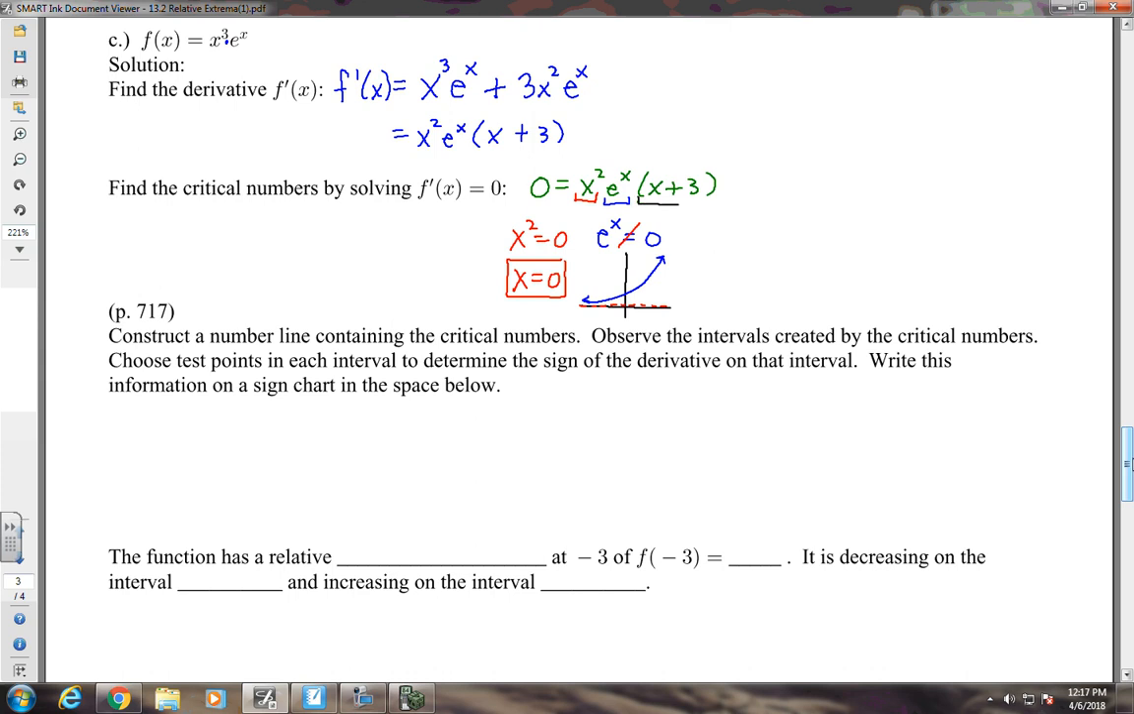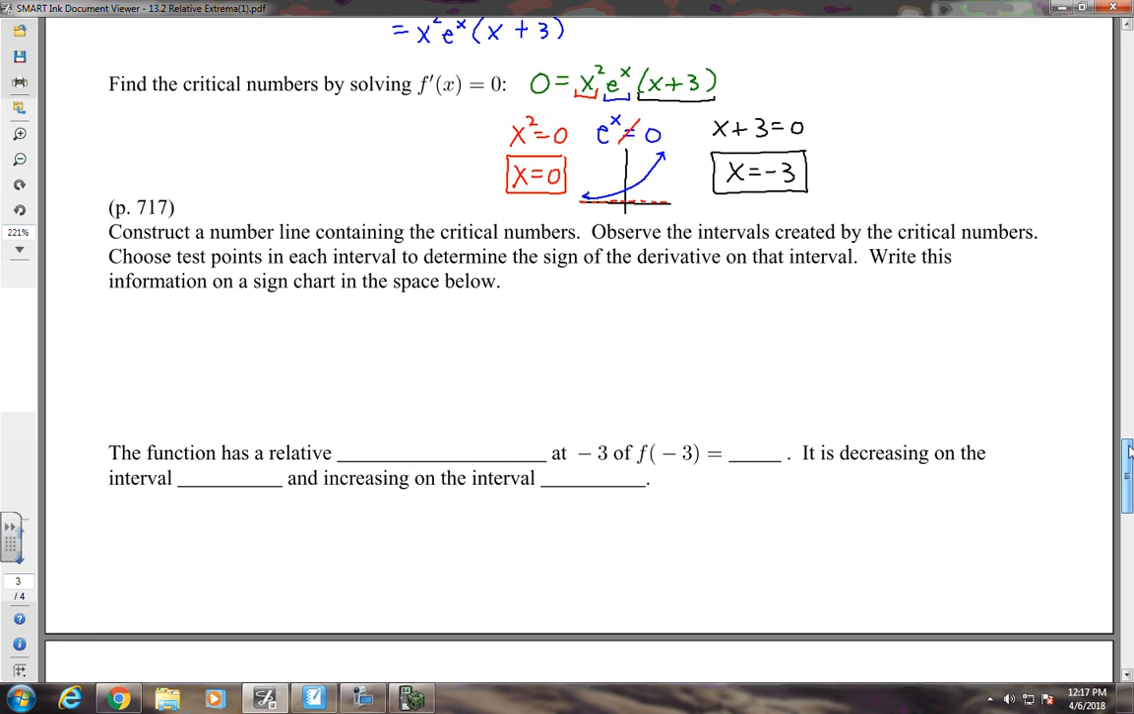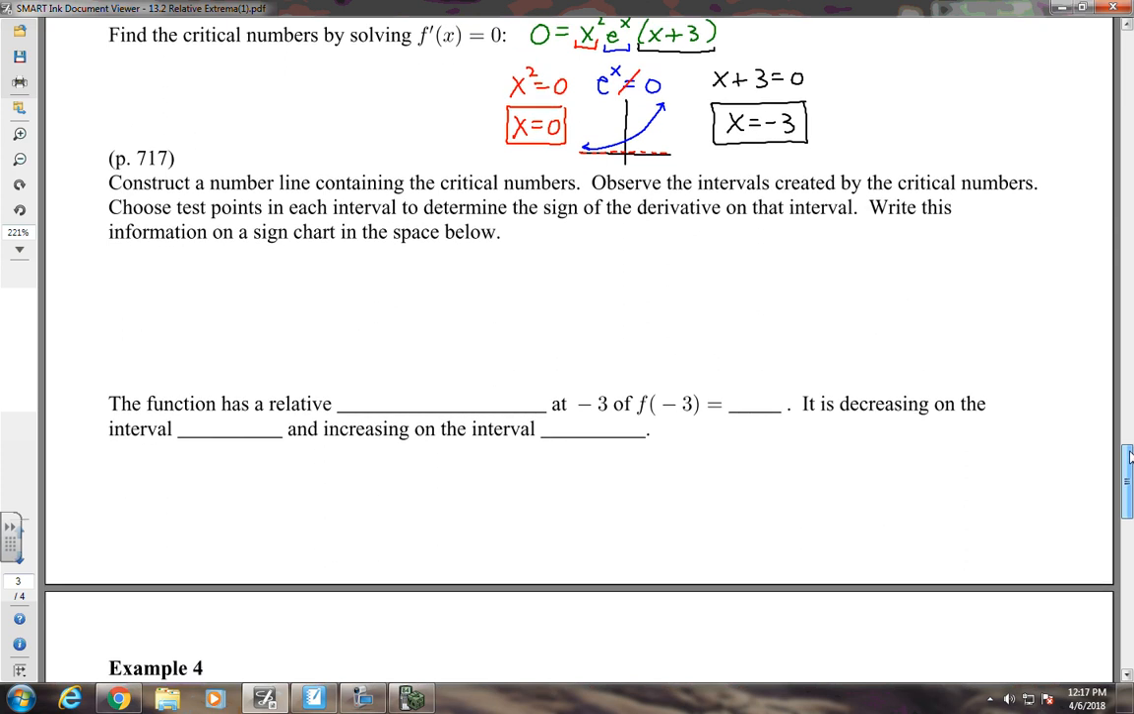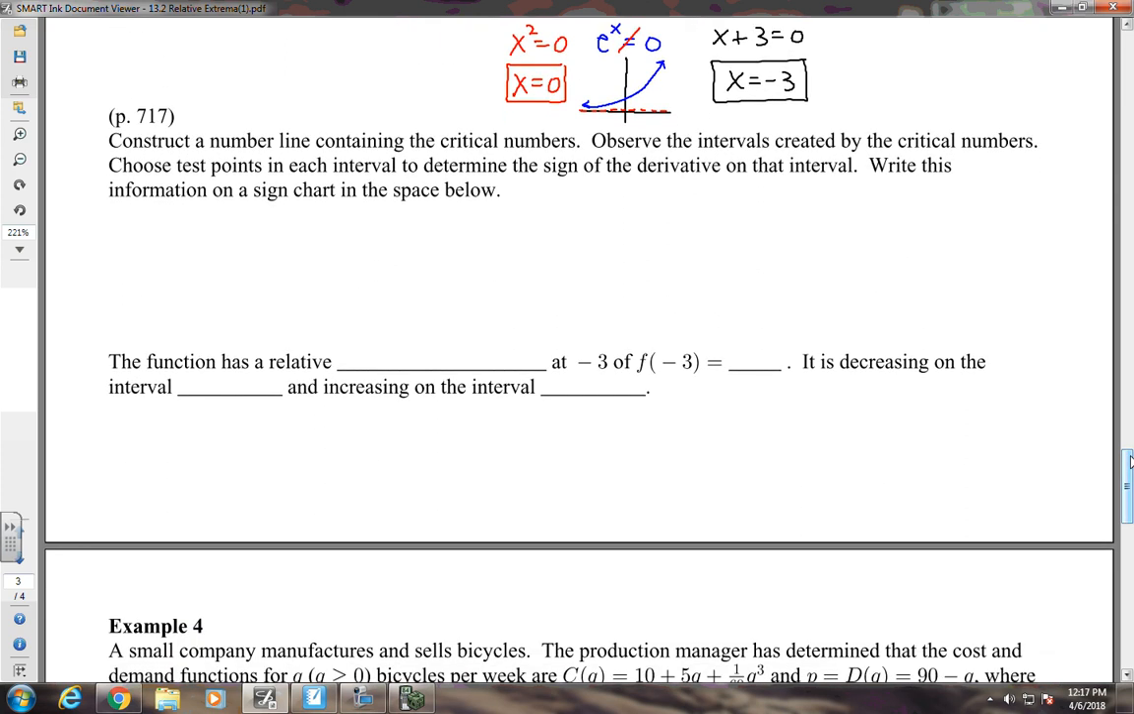Then finally, when I set my third factor equal to 0, I end up with another critical value, -3. So we have 2 critical values to consider. If this function has a max or a min, it would be only at those 2 possibilities. So let's construct a number line containing these 2 critical numbers, and then we're going to observe the intervals created by the critical numbers. We're going to choose test points and figure out the sign of the derivative. That's just like what we did in the previous section.